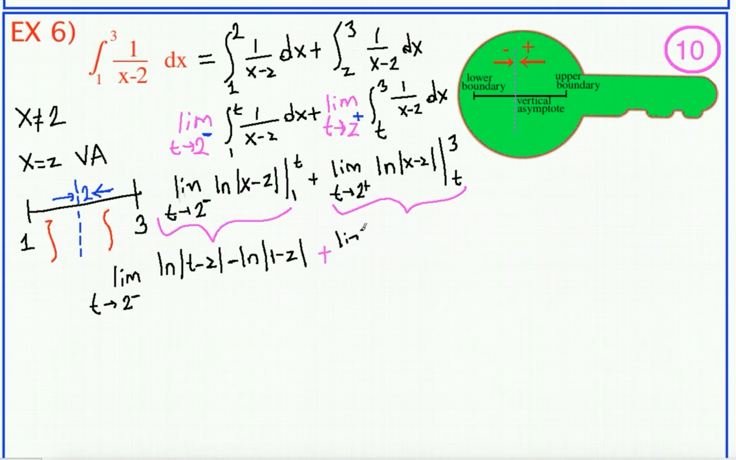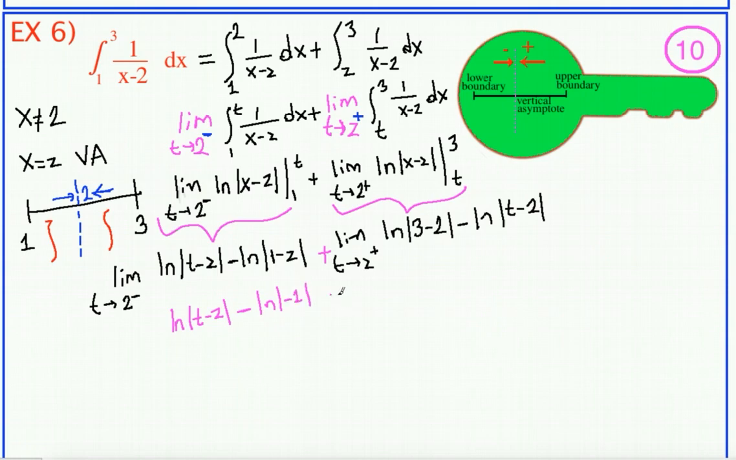The limit as t is approaching 2 from the right, ln of, instead of x, we're going to plug in our upper boundary, 3 minus 2, minus ln of now the lower boundary, t minus 2. Alright, so let's see. If we clean up, this is ln of t minus 2 minus ln of 1 minus 2, which is negative 1, plus ln of 3 minus 2, which is 1, minus ln of t minus 2. Let's plug in our limit as well.